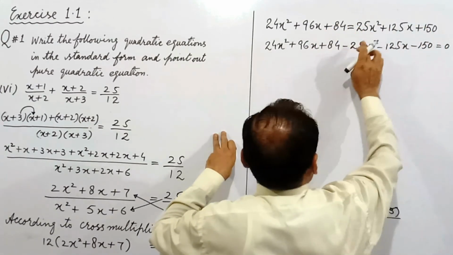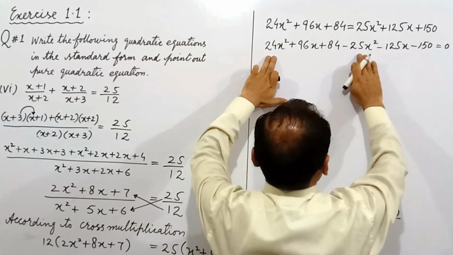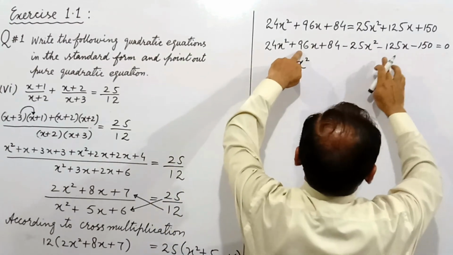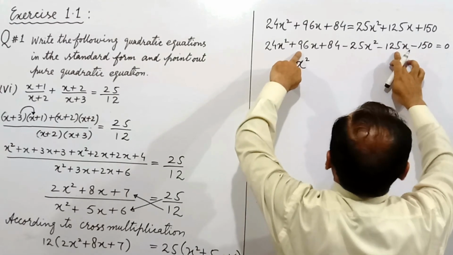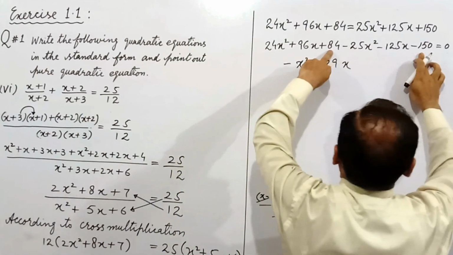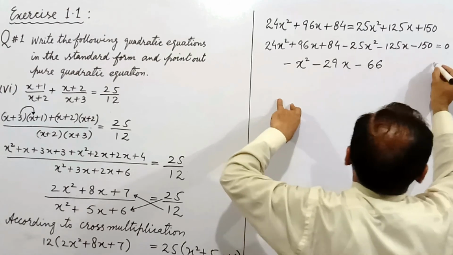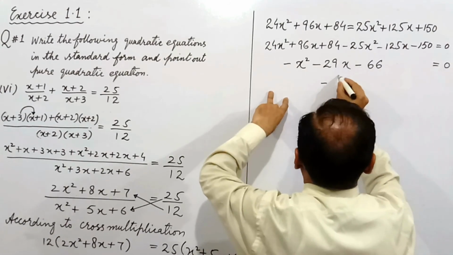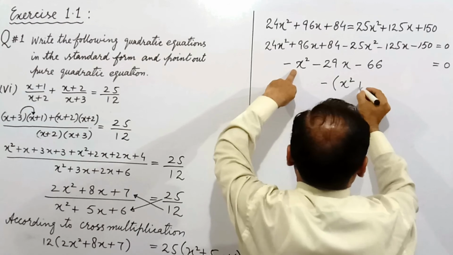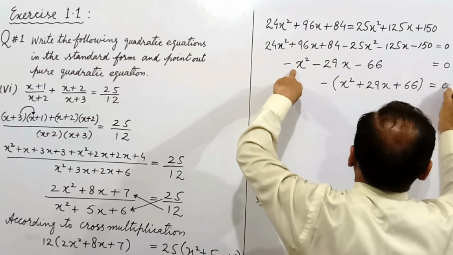As these values move to the left hand side, all the positive values will become negative. 24x square minus 25x square. Like terms having different sign, we do subtraction. Minus x square, we have 96x minus 125x equal to minus 29x. 84 minus 150 is equal to minus 66 equal to 0. We take minus common, as by the standard procedure we have to make the first term positive. x square plus 29x plus 66 is equal to 0.